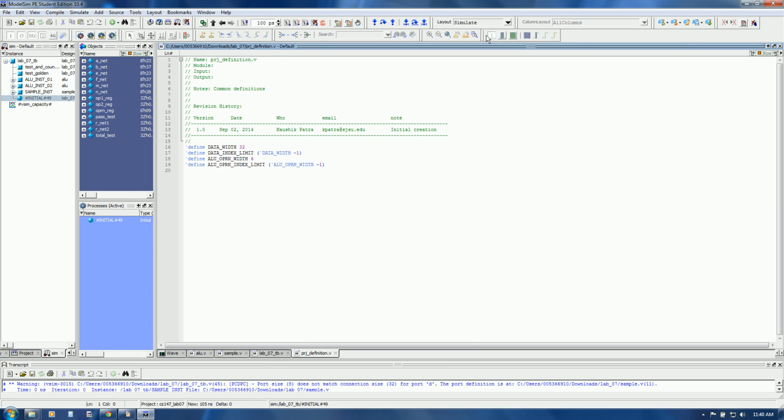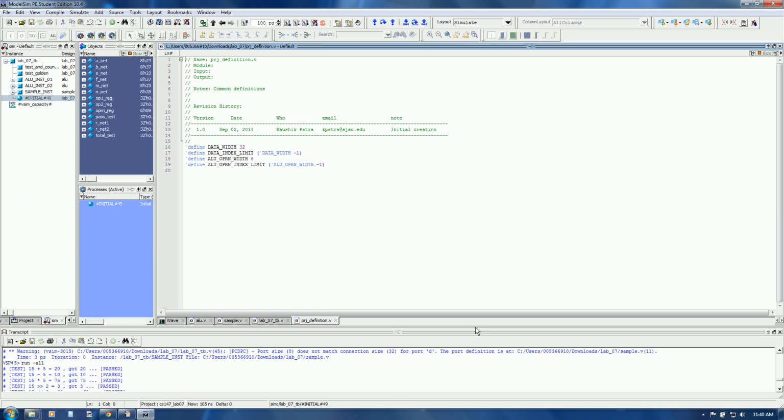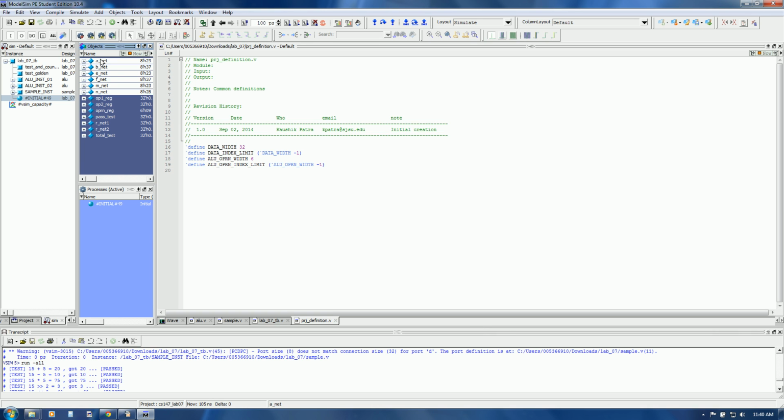Oh, we get back something here. Okay, we're looking to observe these nets, right? Okay, I will add them to the wave.